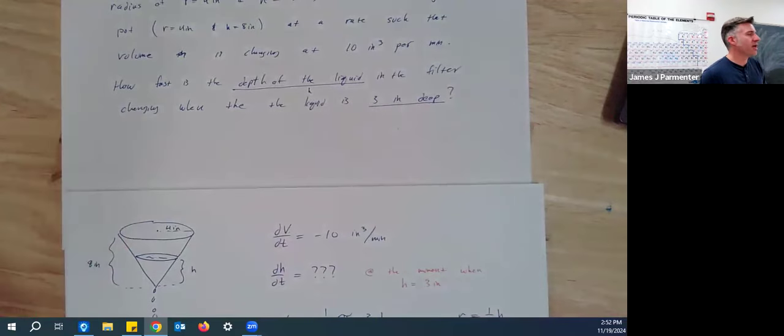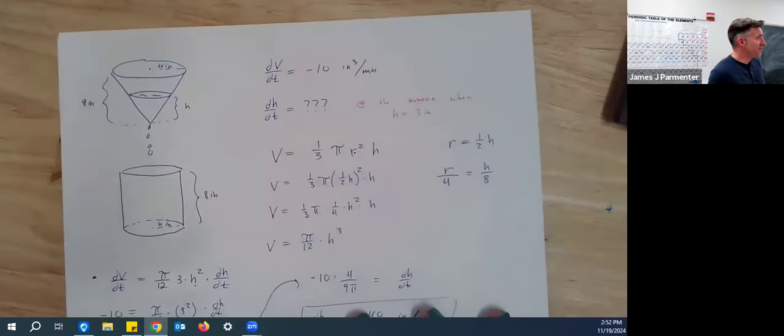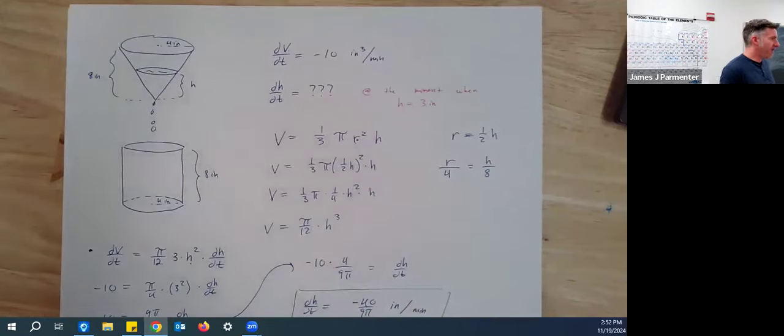So that's why, and it's pretty typical for these questions to always be in terms of the height and the volume, not in terms of the radius of the volume. Not that you couldn't have that, just it's less common. But if this question had said, how fast is the area of the water at the top of the cone changing, then you would have had to do it in terms of R.